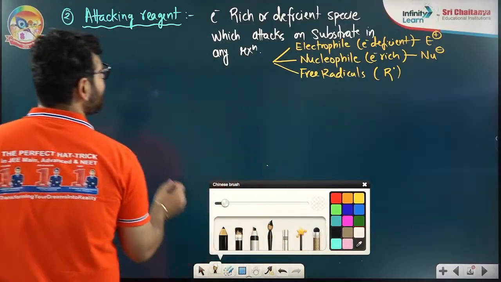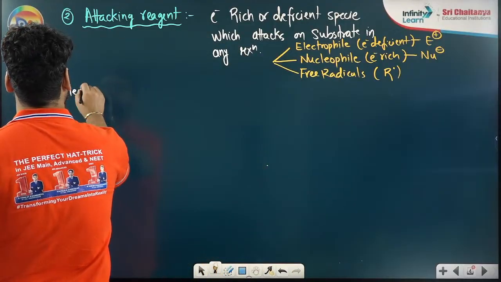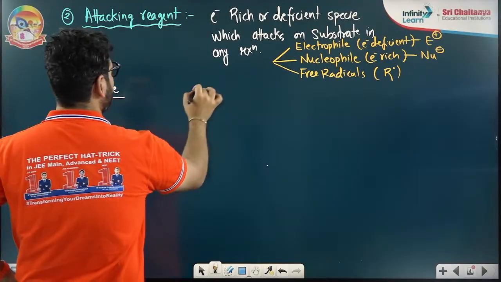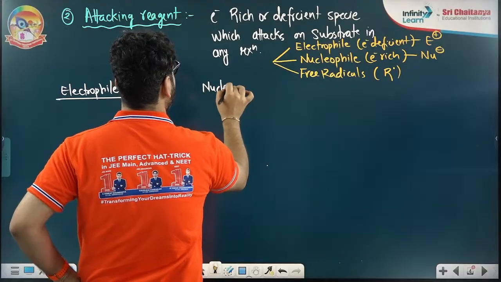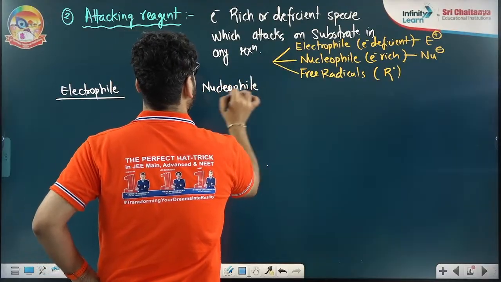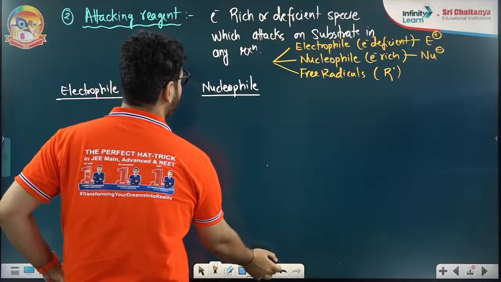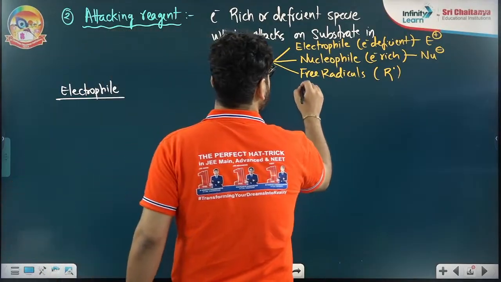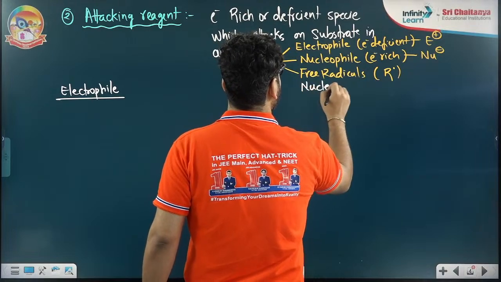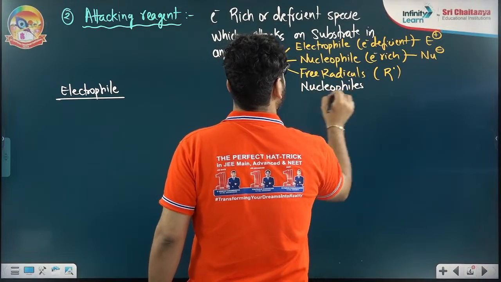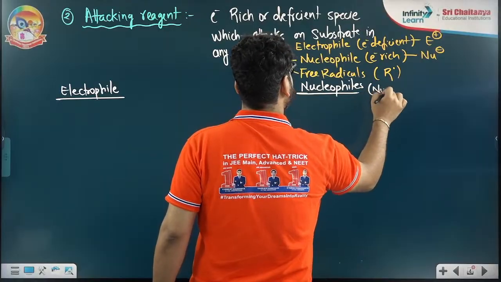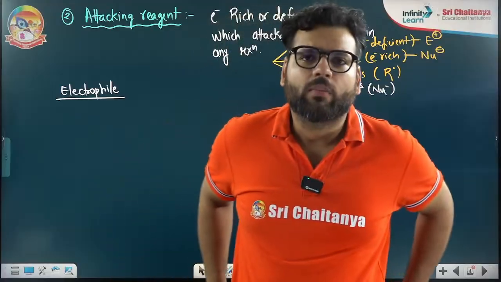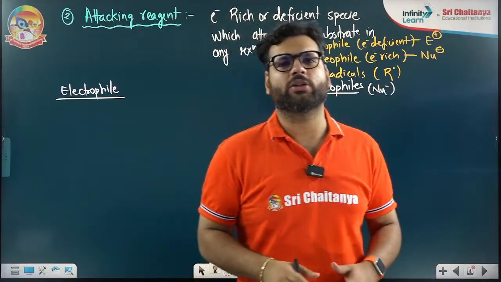So let us see the examples of electrophile. Let us see the examples of nucleophile. Free radicals are very rare and very few, so you can leave the free radicals. We will only write the examples of nucleophiles and electrophiles, and see carefully where you will make mistakes. Mostly you will make mistakes in the neutral species. You will give the answer wrong.